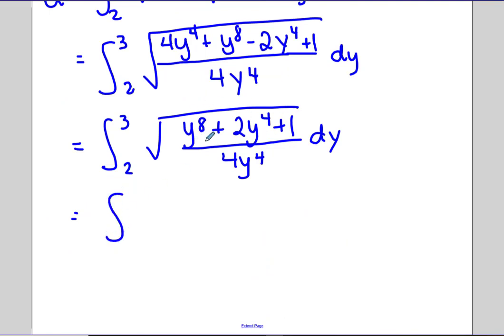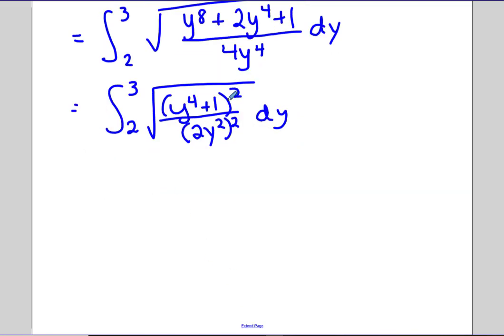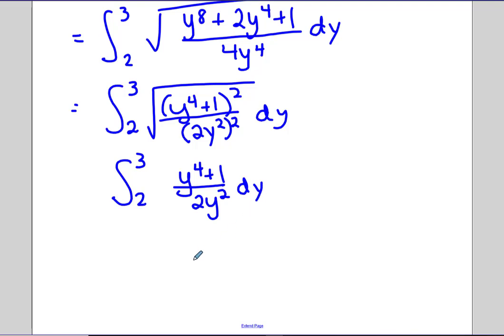And then this is going to be a perfect square. So from 2 to 3, the numerator will be y to the 4th plus 1 quantity squared, and the denominator will be 2y squared squared. That's all under the radical. So the squares cancel the square roots, which again is convenient. So we have y to the 4th plus 1 divided by 2y squared dy.